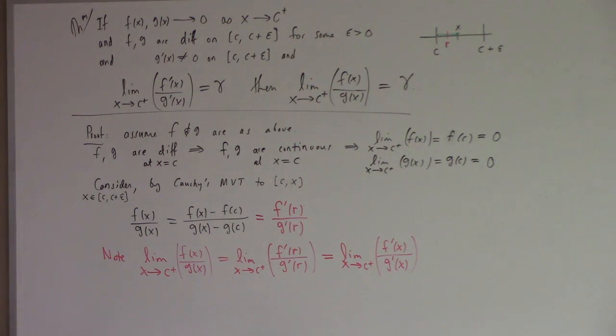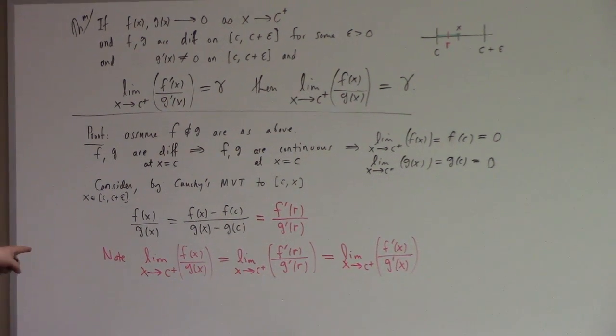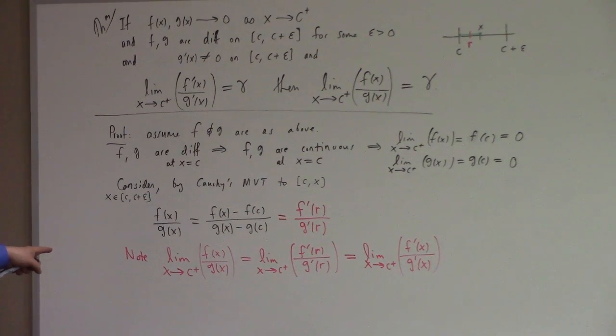And we're done. See, because if the right limit is equal to gamma, the left limit is also equal to gamma. And that's L'Hopital's rule.